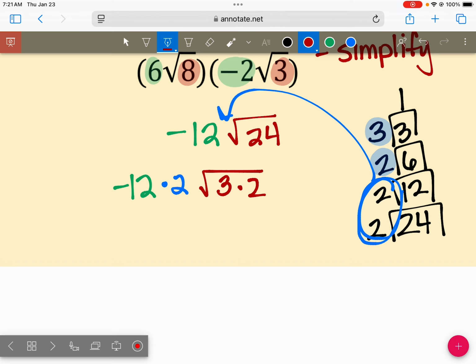All right, so now we're just going to multiply the numbers that we have on the outside. So let's take out our calculator and take the -12 times 2. That's the number that's on the outside. And then we also multiply the numbers that are under the radical, and that's the number that will stay there. So our final answer would be -24 square root of 6.